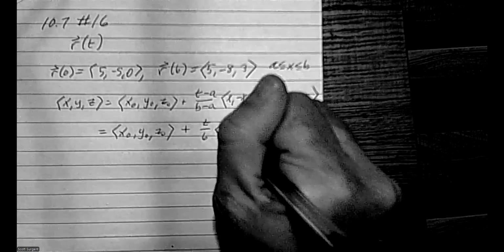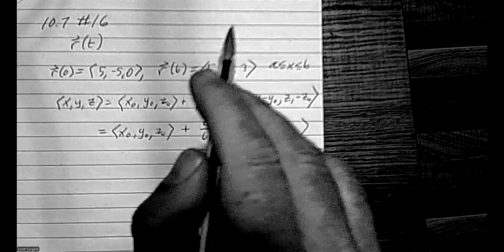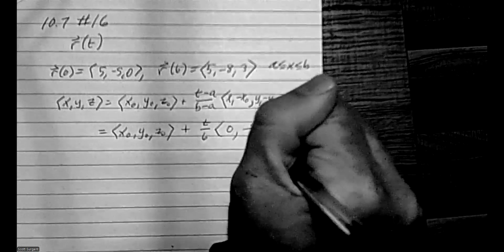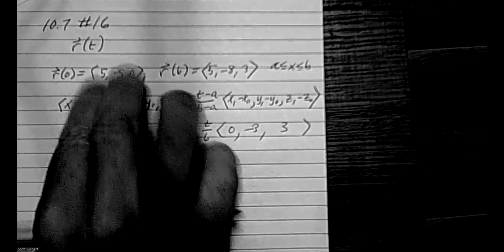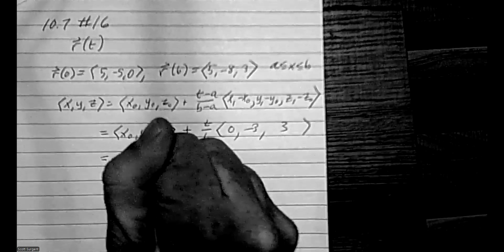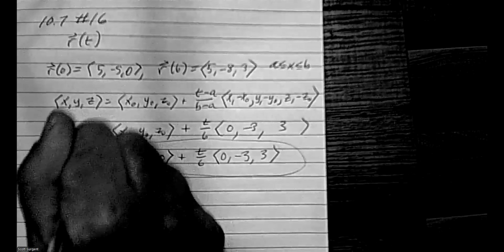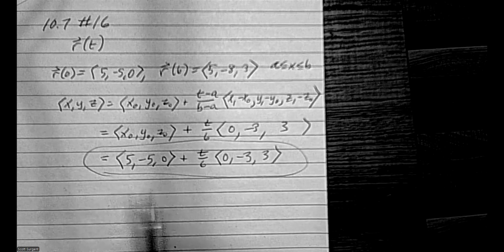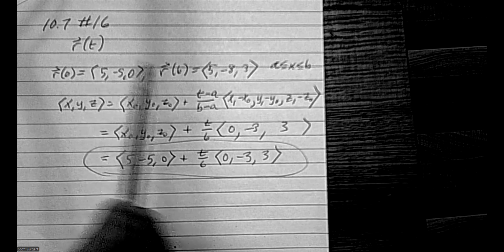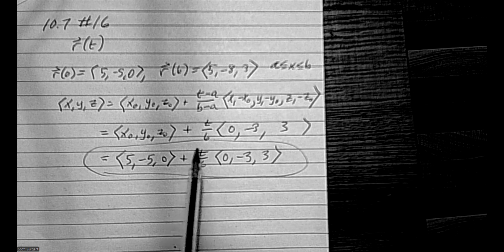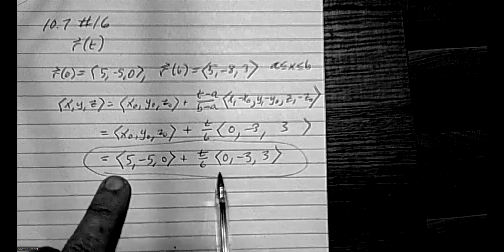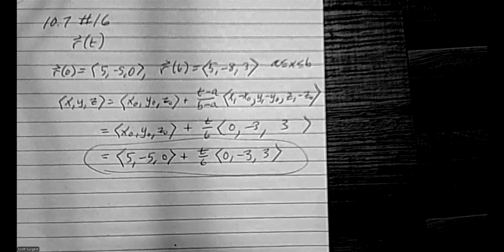And then over here, let's go ahead and do the difference values. We have 5 minus 5 is 0. -8 minus 5 is -8 plus 5, so -3. 3 minus 0 is 3. And actually, I could have gone ahead and put the first numbers in, so why don't I do that right now? And that's the line for the first one. And if you check it out, if you put the 0 in for t, you just get the first point. If you put 6 in, well, 6 over 6 is 1. And then suddenly these two guys just make up this point over here.